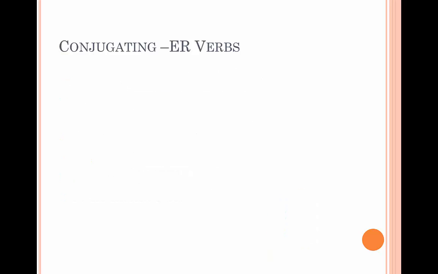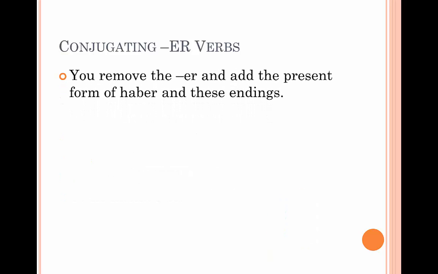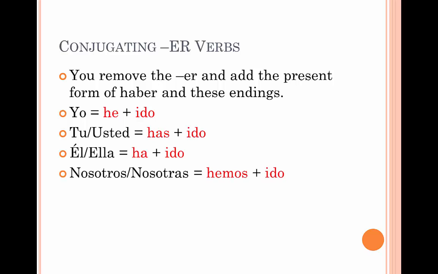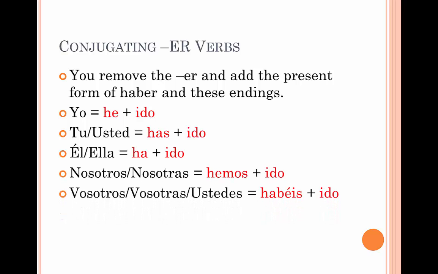Now we're going to look at ER verbs. Again, you do the exact same process, but instead, we now have ido on the end. So we have he plus ido, has plus ido for tú or usted, ha plus ido for él and ella, hemos plus ido for nosotros and nosotras, vosotros, vosotras and ustedes uses habéis and ido, and ellos, ellas uses han and ido.